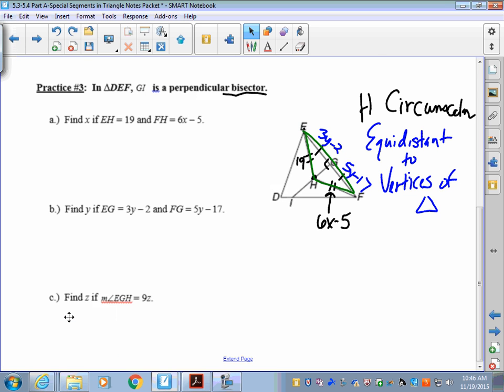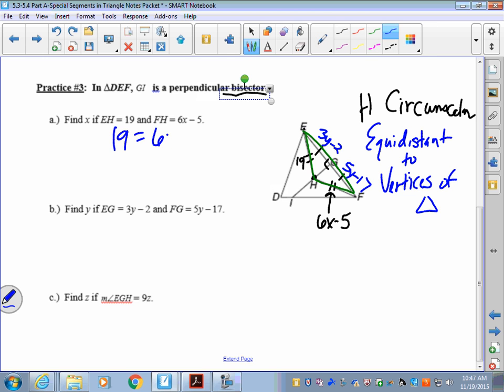Okay, so I needed you to understand, because we have perpendicular bisectors, that H was the circumcenter. That theorem states that it's equidistant from the vertices. I went ahead and marked it for you. 19 basically is going to equal 6x minus 5. You just needed to solve for x.